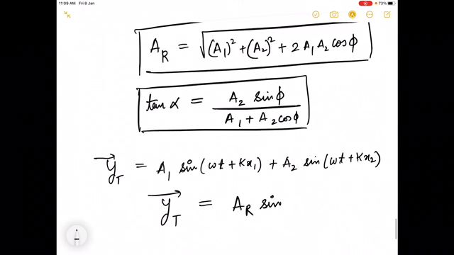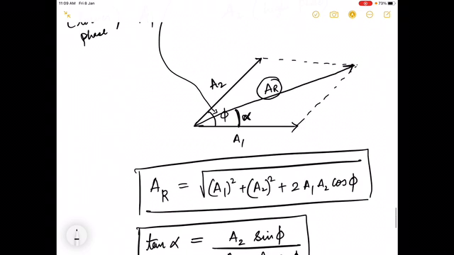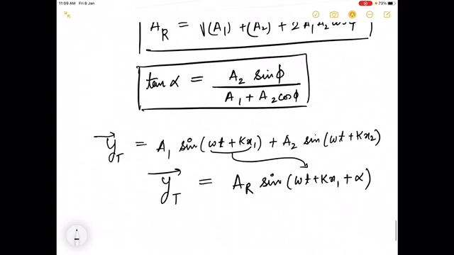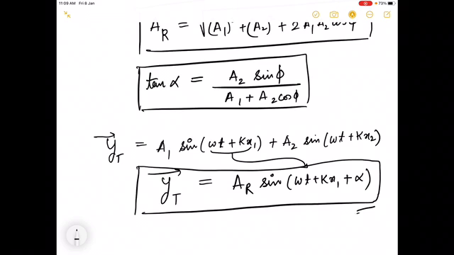So can I write it like that? I can write it for omega t plus kx1, this is for your A1, plus it is actually higher by an angle alpha in phase. Yes or no? The resultant vector is higher by angle alpha in phase. I hope that's understandable to everyone. If not, pause once and think a little, and you will be able to get it.